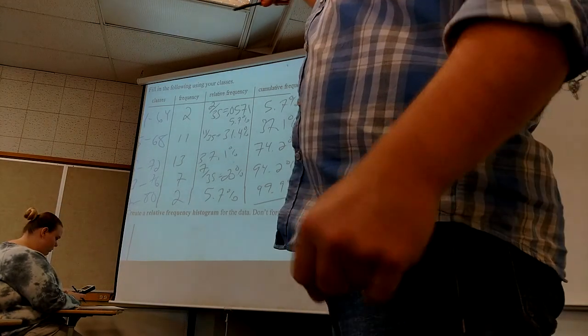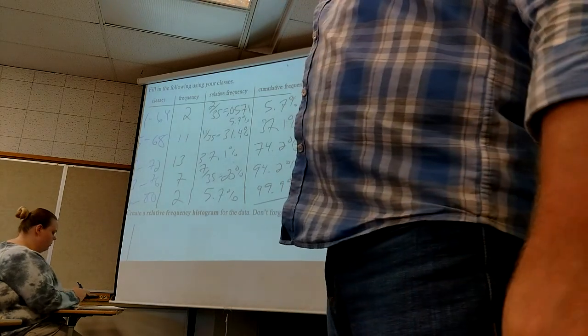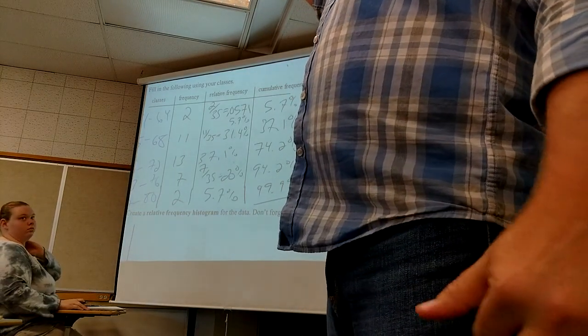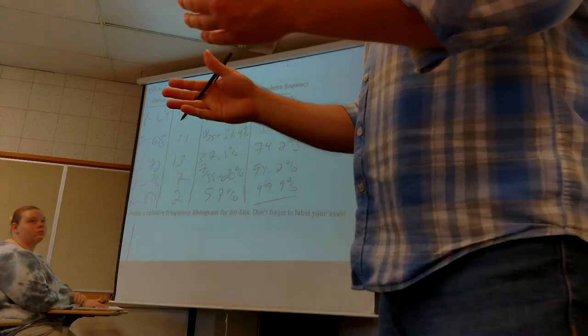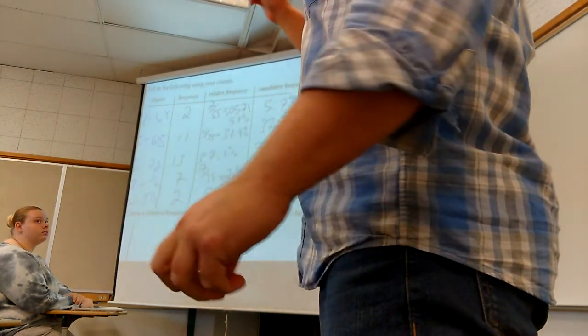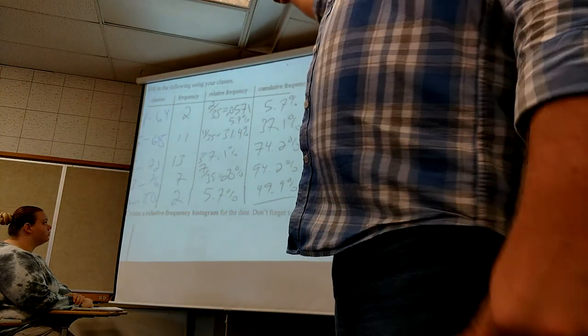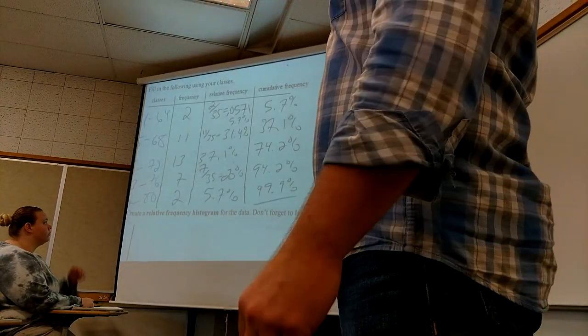2 out of 35. I wrote that equals 0.0571. Is that really true? When you did 2 divided by 35, did it stop? No, it didn't. Right? But we know what I meant. I should put a little approximately, but oh well. So, which one is exact? 2 out of 35 or 0.0571?